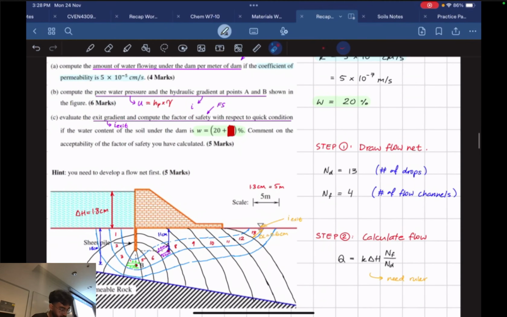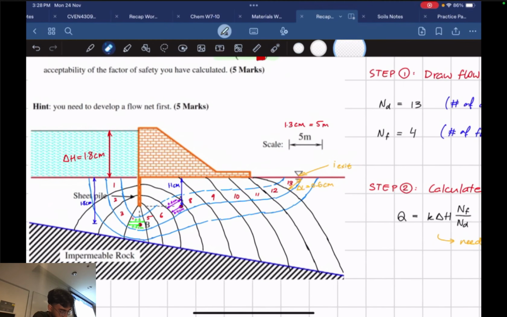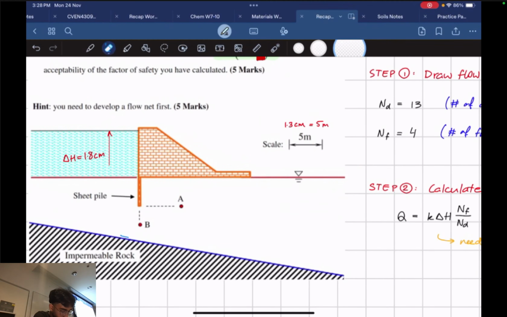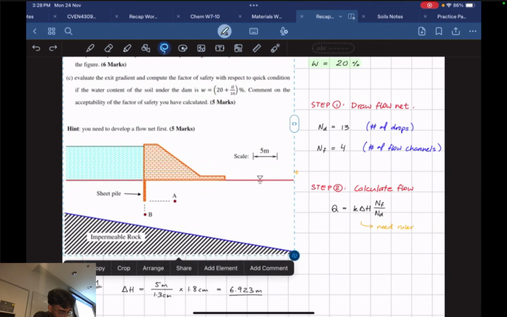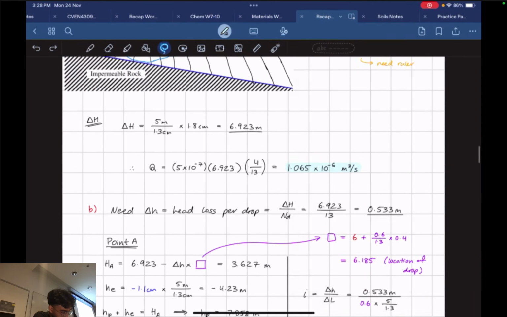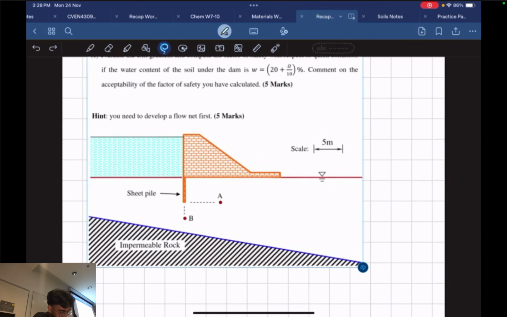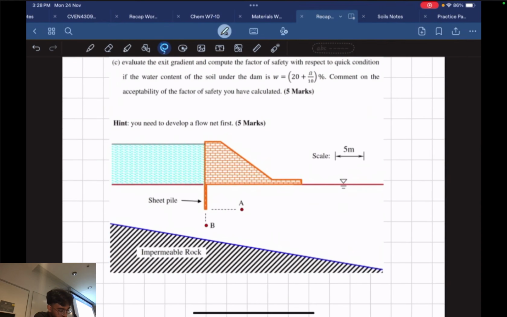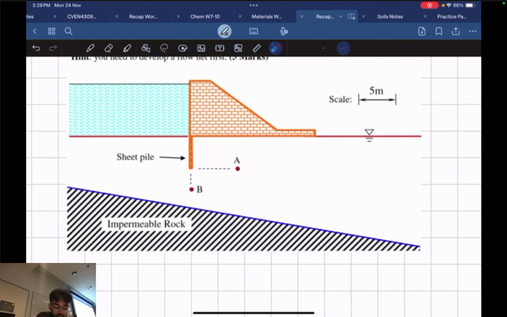Anyways, first of all, I'll try my best to explain this thing here. Actually, what I'll do, copy this, copy it into the next page. Beautiful. So, developing a flow net. So, what we see is that our flow lines are going to start from here, right?